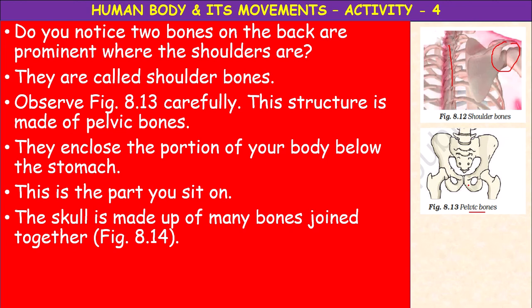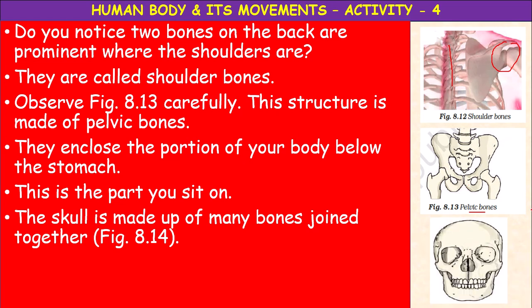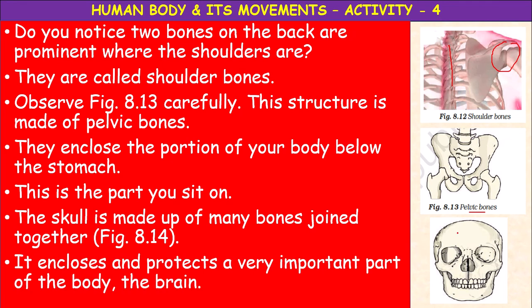The skull next. Come to the skull. The skull is made up of many bones joined together. So here this is the skull, many bones joined together, and it encloses and protects a very important part of the body. What is it? The brain. The brain is protected by the skull. You can compare the skull with the other parts of the body. In the skull, 22 bones are present.